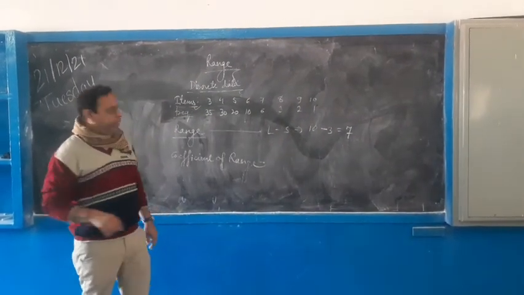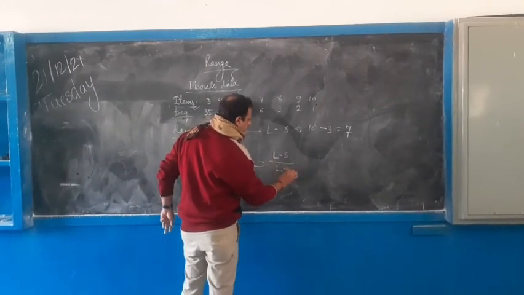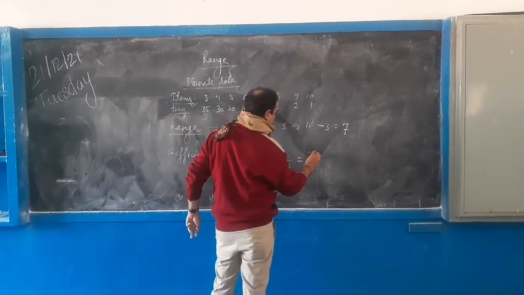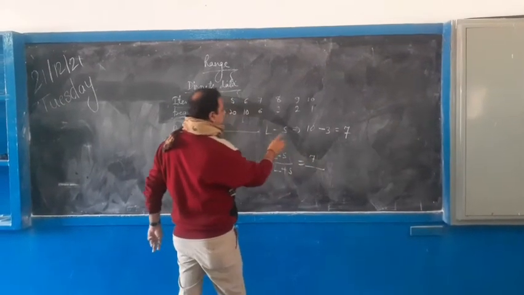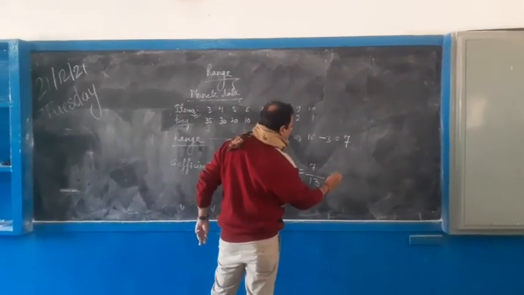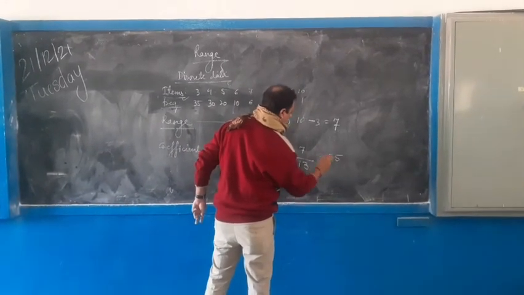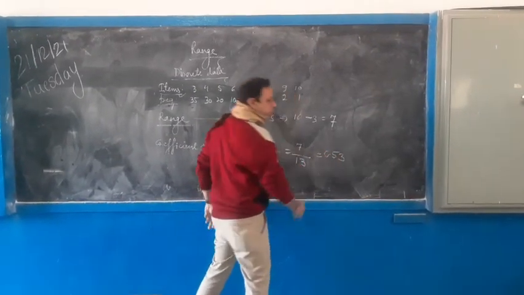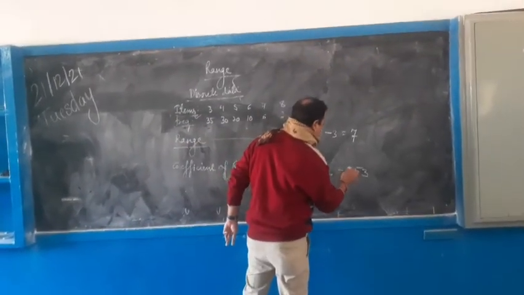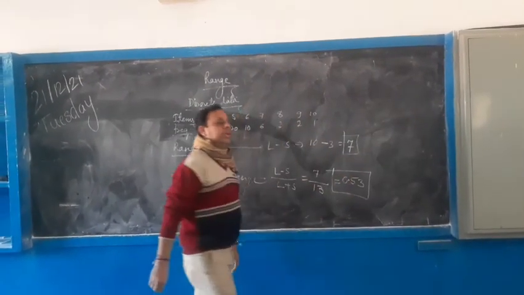And coefficient of range means the formula is L minus S upon L plus S. So L minus S, already we have 7, and L plus S means 10 plus 3, it is 13. So the value will be 0.53 something. This will be the value of our coefficient of range in discrete data, and this is the range in discrete data.